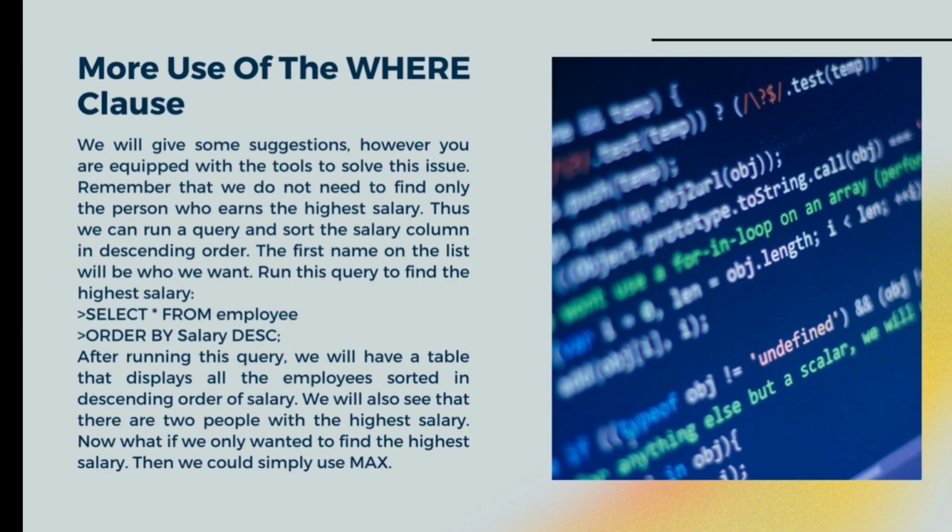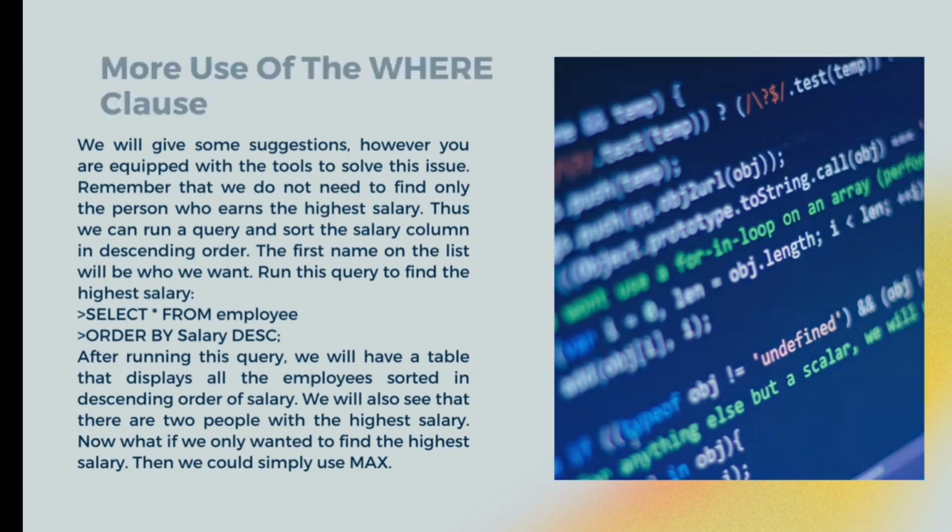Run this query to find the highest salary: select * from employee order by salary DESC. After running this query, we will have a table that displays all the employees sorted in descending order of salary. We will also see that there are two people with the highest salary. Now what if we only wanted to find the highest salary? Then we could simply use max.